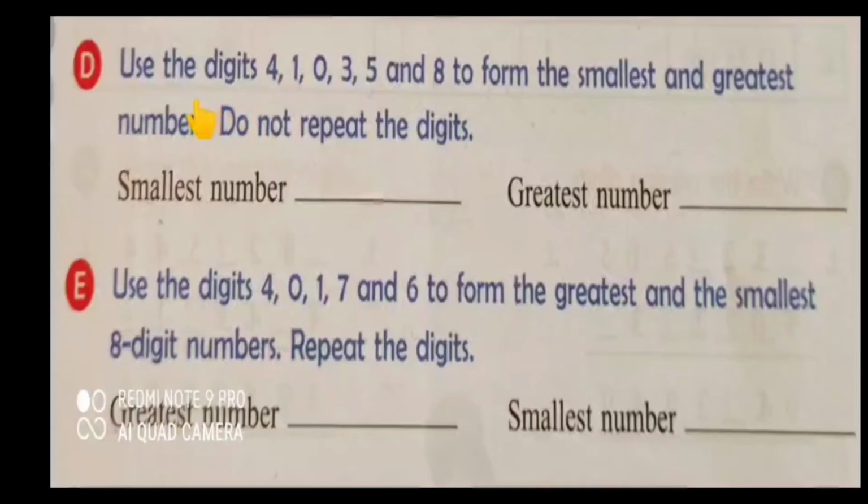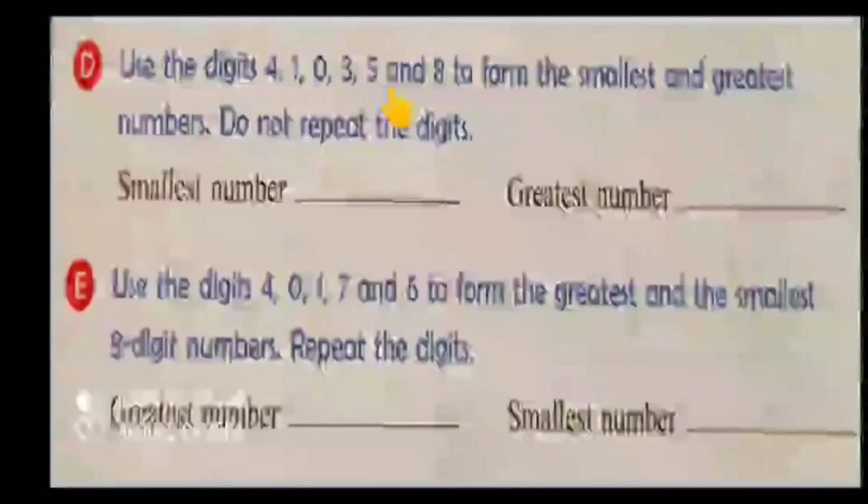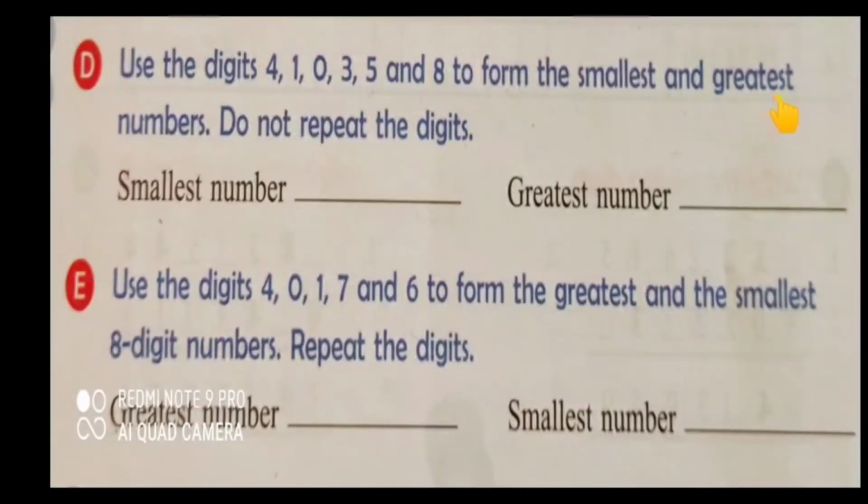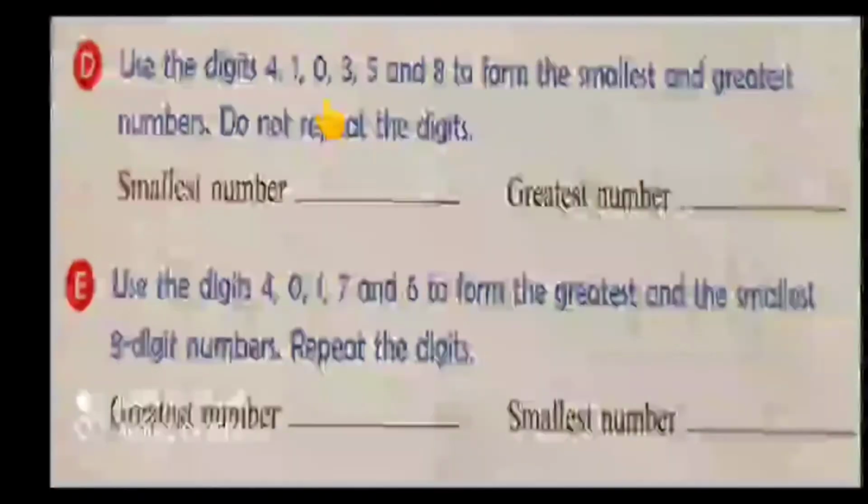Use the digits 4, 1, 0, 3, 5 and 8 to form the smallest and greatest numbers. Do not repeat the digit. So this one we have to write as 6-digit numbers. By using these given digits, let's form the smallest number. First, what is the smallest digit? 1. 0 we have to write in the second place, because if we write it before, the 0 has no value. So first we are going to write 1, then 0.